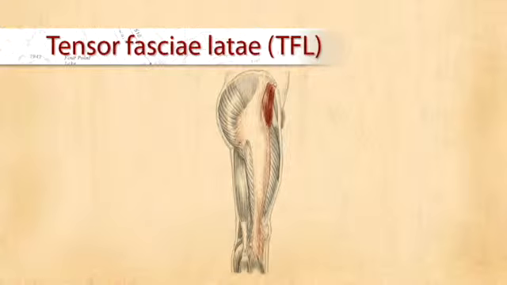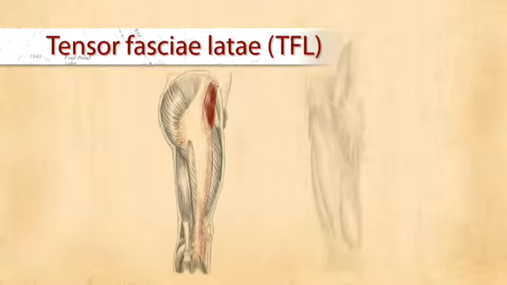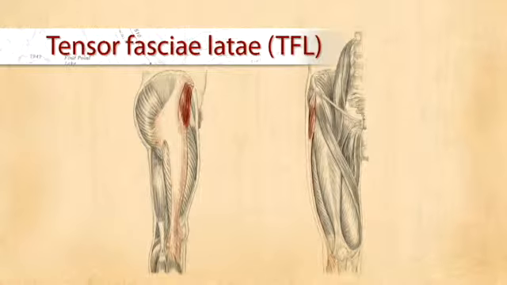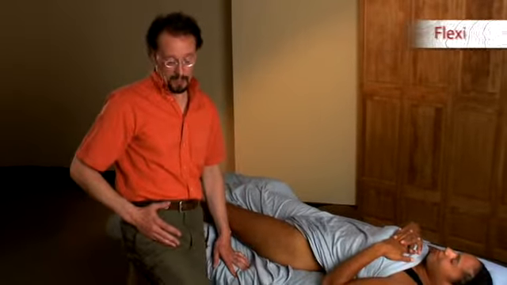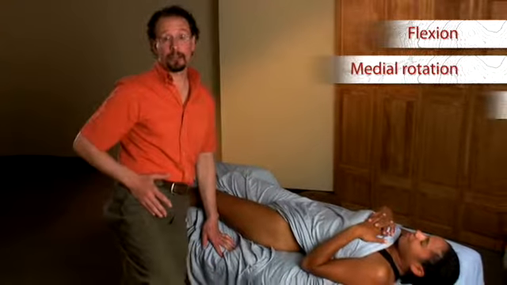The tensor fasciae latae, or TFL, is a small superficial muscle located on the lateral side of the upper thigh. Approximately 3 fingers wide, the TFL is easily accessible between the upper fibers of the rectus femoris and the gluteus medius. So chances are, if you've ever gotten in an automobile, you're familiar with your TFL because it involves flexion, medial rotation, and abduction of the hip.